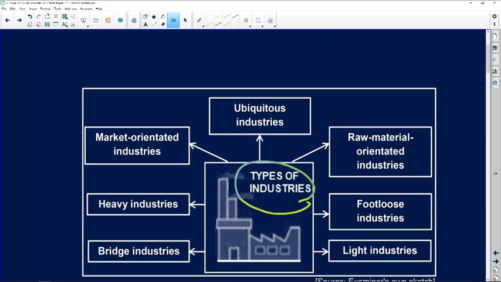Now, if you just quickly have a look at the different types of industries that we have: ubiquitous industry, telecom is an example of that. Market-oriented industries, usually industries that are very close to the raw material, such as agriculture. Heavy industries, we've learned in settlement geography. Where do we find heavy industries? Usually on the outskirts of urban areas, on the rural-urban fringe.